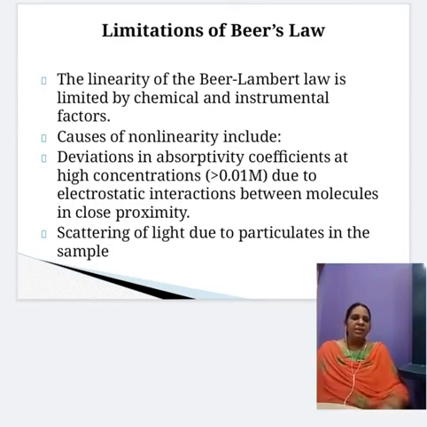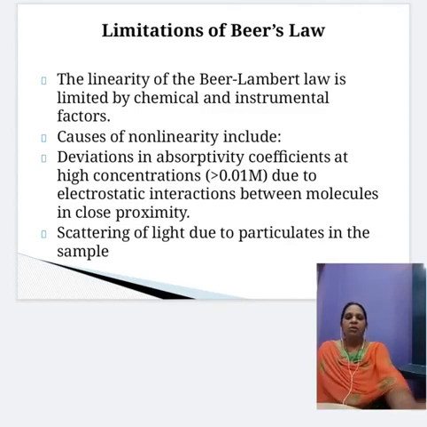The linearity of the Beer-Lambert law is limited by chemical and instrumental factors. Why do the non-linearities arise? They may be due to deviation in the absorptivity coefficient at higher concentrations. Then scattering of light due to particulates in the sample. Suppose there are some particulates in the sample, the light gets scattered off. All the light will not be transmitted or absorbed.